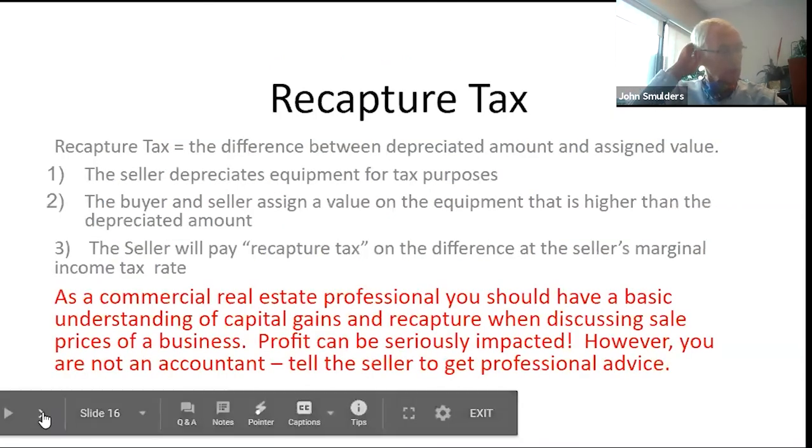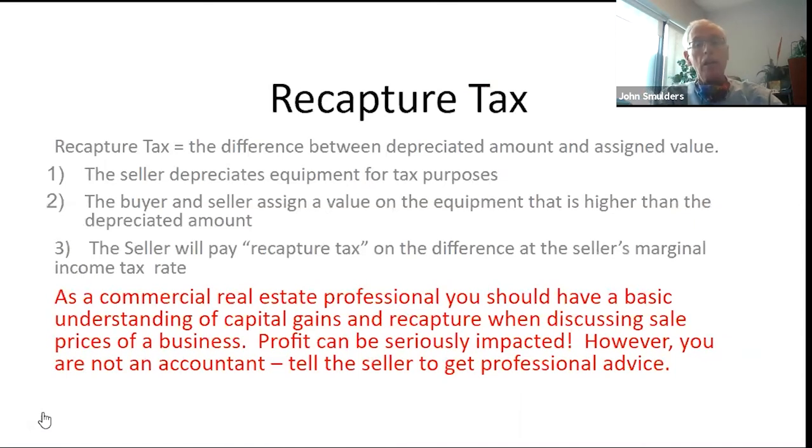If you are representing a seller and to some degree a buyer, you should also be aware of recapture tax, all right? Recapture tax is the difference between a depreciated amount and assigned value. We talked about depreciation in the last session, okay? The seller wants to depreciate equipment for tax purposes. They buy an asset for $100. The government allows the owner of the business to depreciate the value of that asset so that they can write it off against revenue that they have made for income tax purposes.